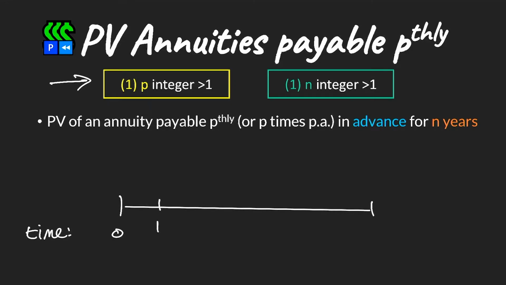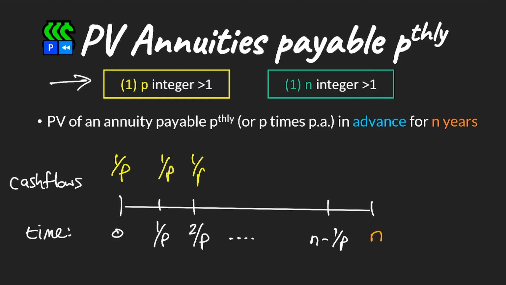We now look at the present value of an annuity where cash flows are paid p times a year but in advance. We see that the first cash flow is paid at time 0 and the last cash flow is paid at n minus 1 over p. Our term here is still n years and cash flows are still paid p times per annum.